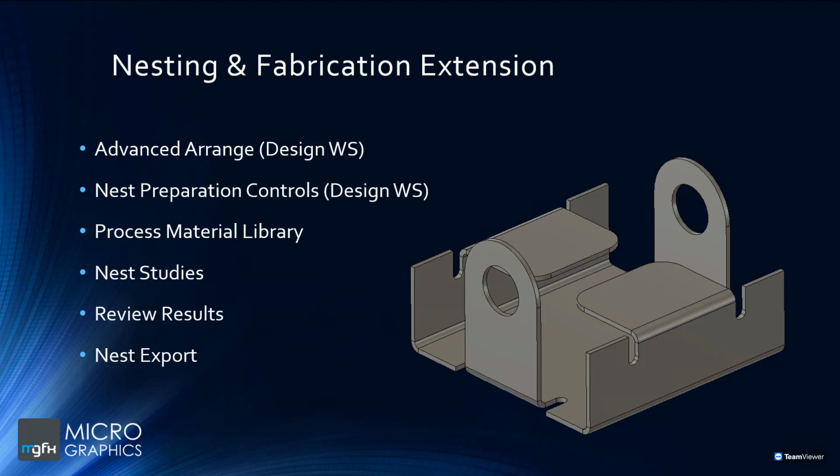If we look, I've highlighted a few of the things here. In the design workspace, you would get the advanced arrange tool. This allows you to arrange items on a flat surface. We'll get nesting preparation controls, which allow you to prepare your design for nesting. Process material libraries allow you to create your materials. We can then create our nesting studies, review the results, and then look at the nest exports and outputs. What can we actually gain from creating those nest studies? So we'll have slides on each of these sections, and we'll go in depth into each of these.